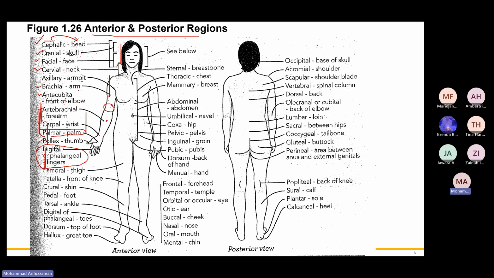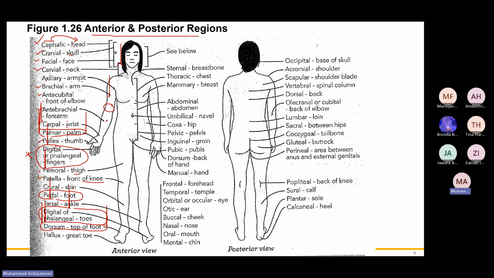Sometimes you'll get questions on these exams with similar meanings. You can see digital or phalanges have a similar meaning. Dorsum means the top of the foot. Digital or phalangeal means the toes, so the phalanx means the toes or fingers. These are very similar in meaning. Femoral means the thigh. Patella means the front of the knee. Crural is the shin. This is important: pedal means the foot.